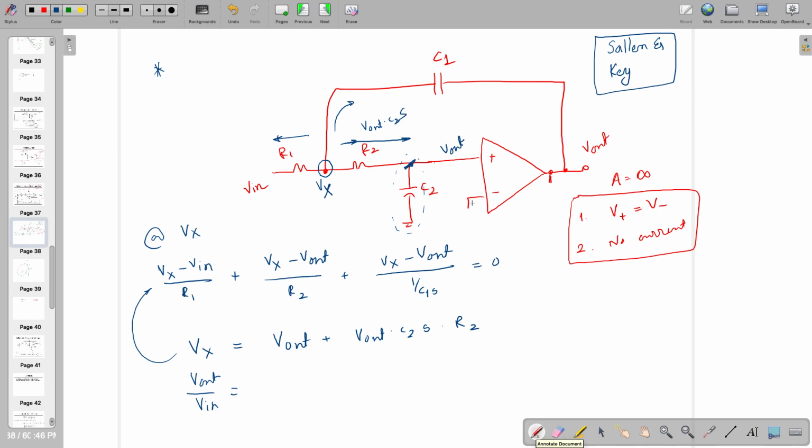Different kind of circuit. Those who have completed the first one, can you try this one? So now Vout will be changed. That is the only thing.